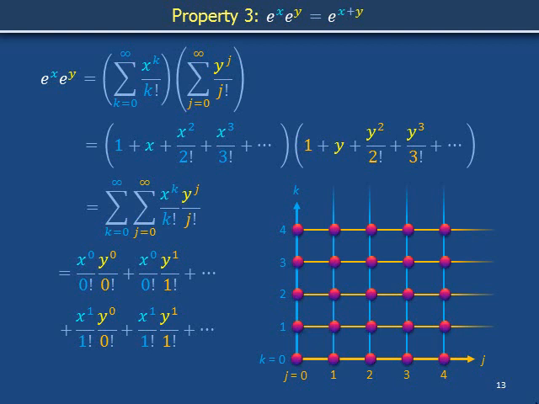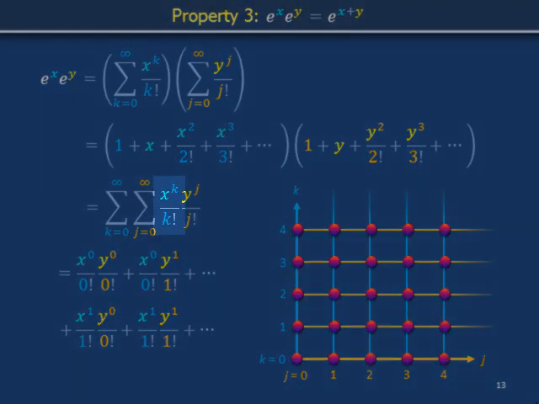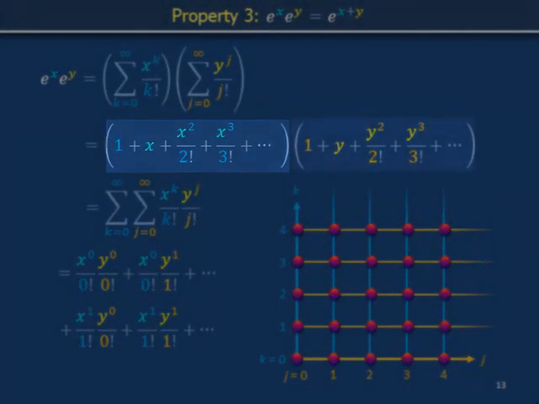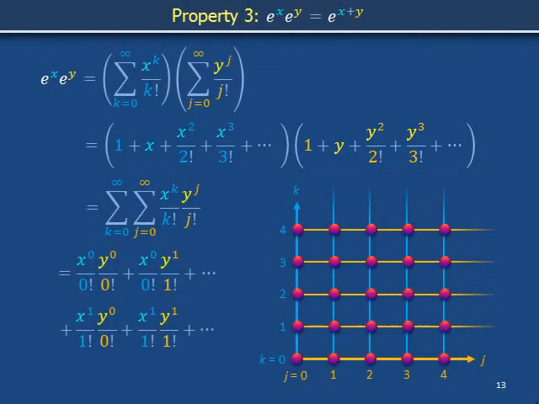The example terms that we have listed are the kinds of terms we expect to result from distributively multiplying the power series for e to the x against the power series for e to the y. Every point on the lattice, every combination of an integer value for k and an integer value for j, corresponds to one pair of turquoise and yellow terms multiplied together when the blue and orange power series are multiplied together.